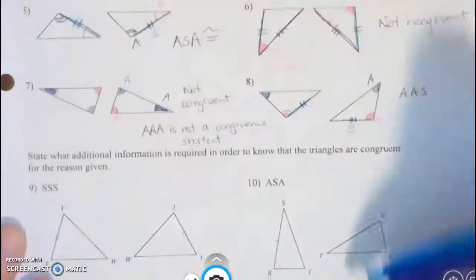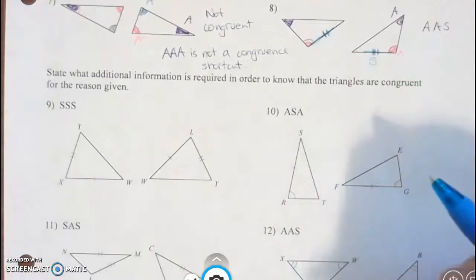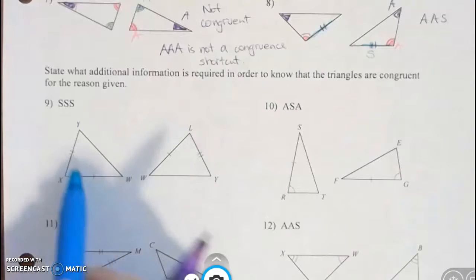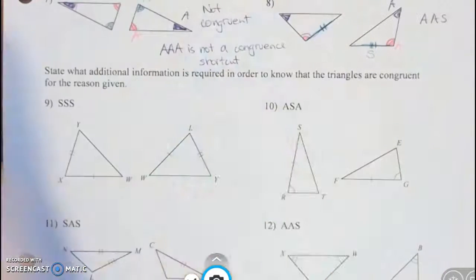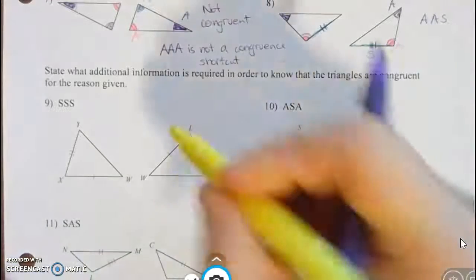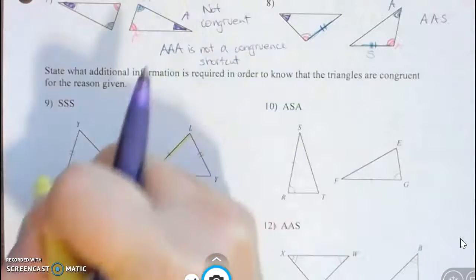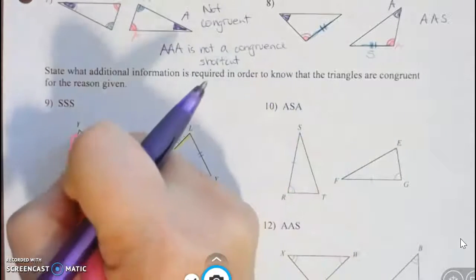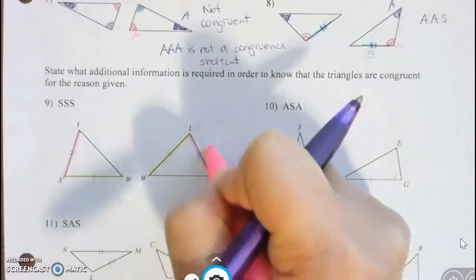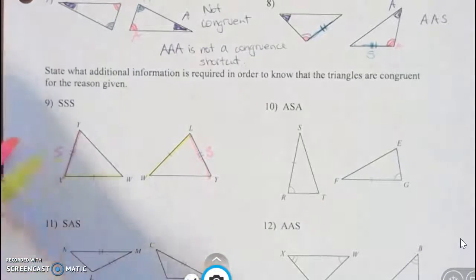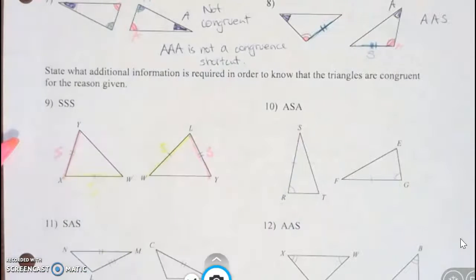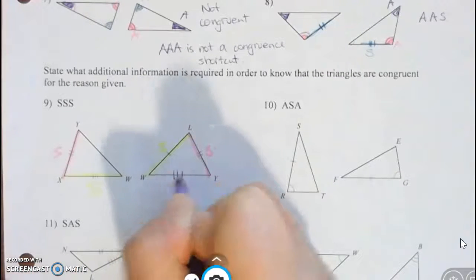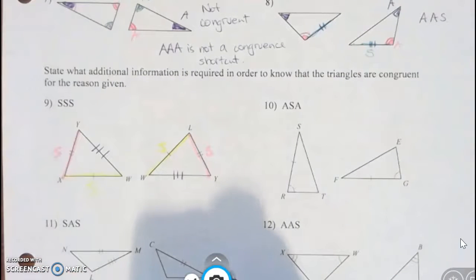Alright, so now state what additional information is required in order to know the two triangles are congruent. Okay, so we know that we want SSS to be the rule. So we have two pairs of congruent sides, one pair here and another pair here. This is a side and this is a side. And so we have two pairs of sides. What else do we need? We need SSS, so we need a third pair. So we need this side to be congruent.